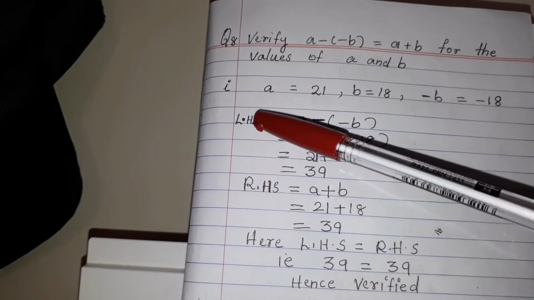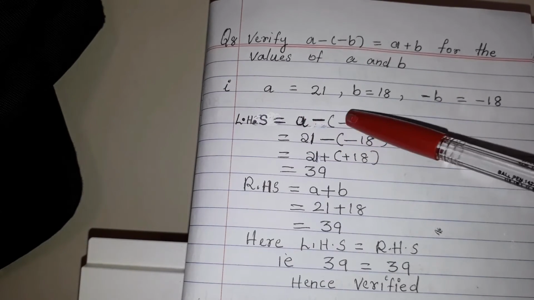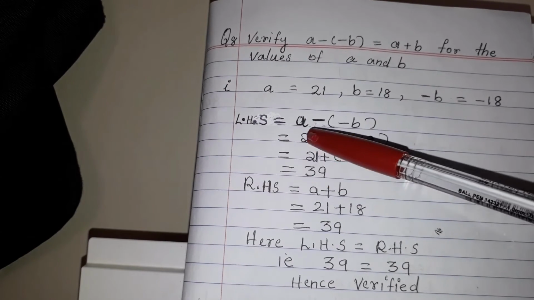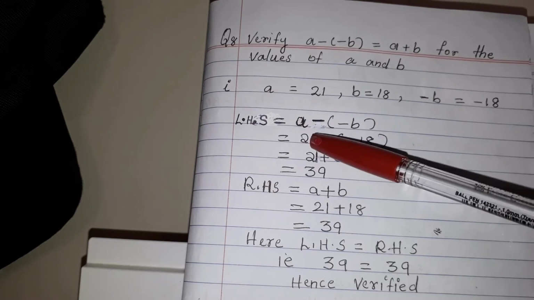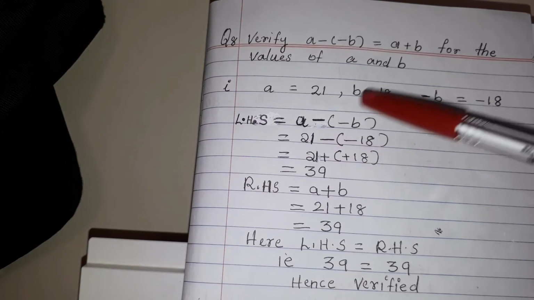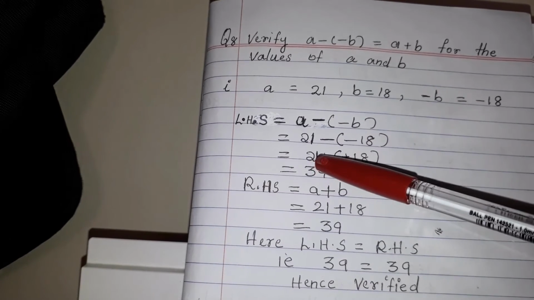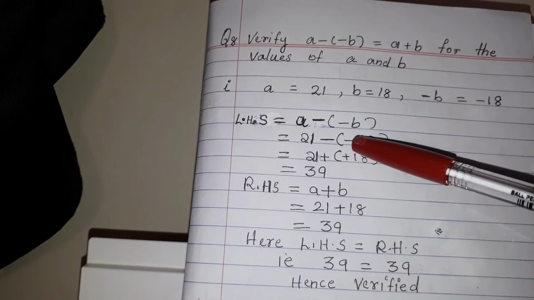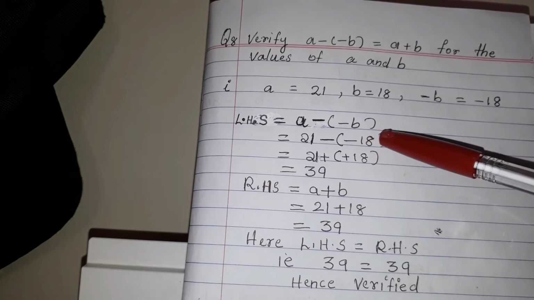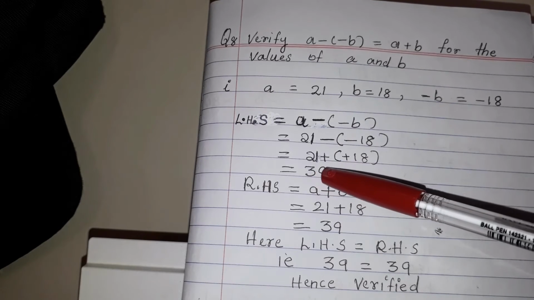Okay, first we have to take LHS. LHS is A minus minus B. So we have to write the values of A here. What is the value of A here? It is 21 minus, what is the value of minus B here? Minus 18. 21 plus, what is the additive inverse of minus 18? It is positive 18. So we get 39.